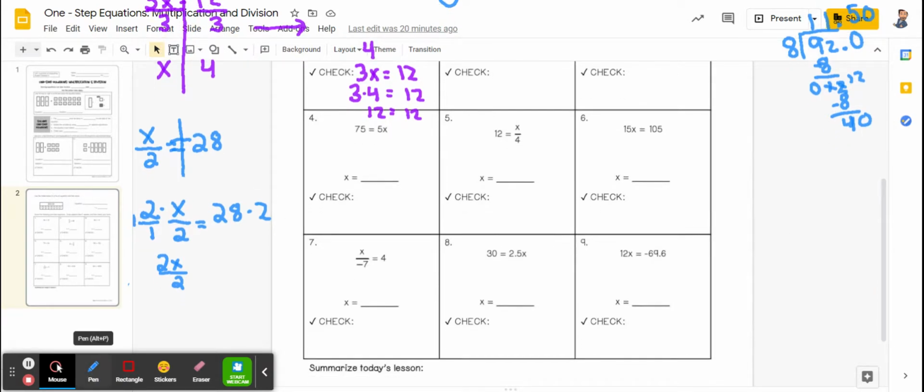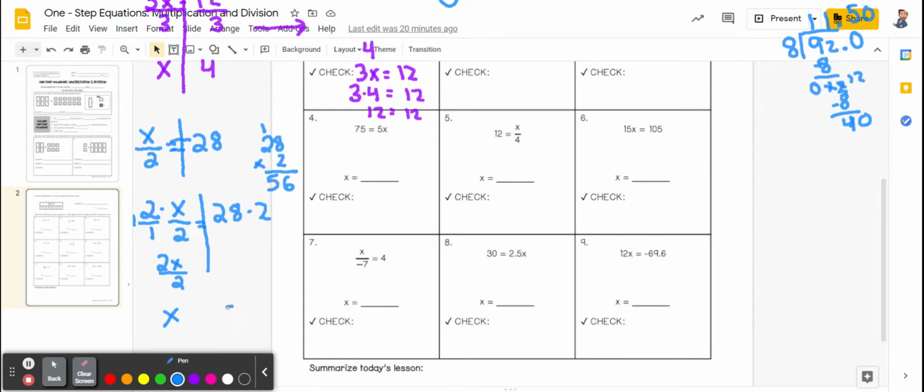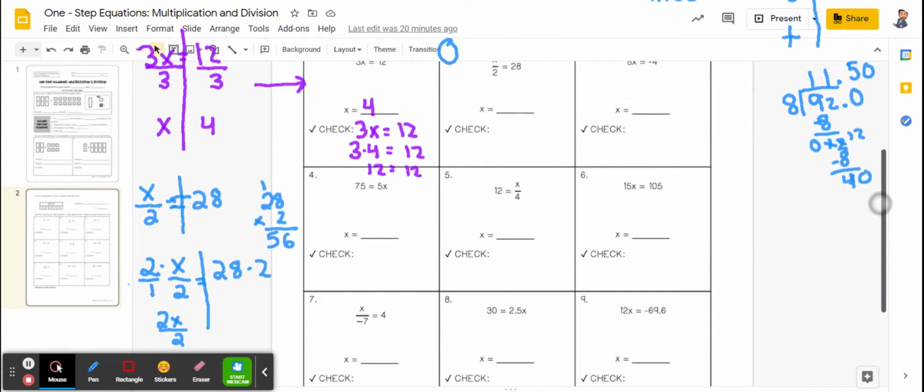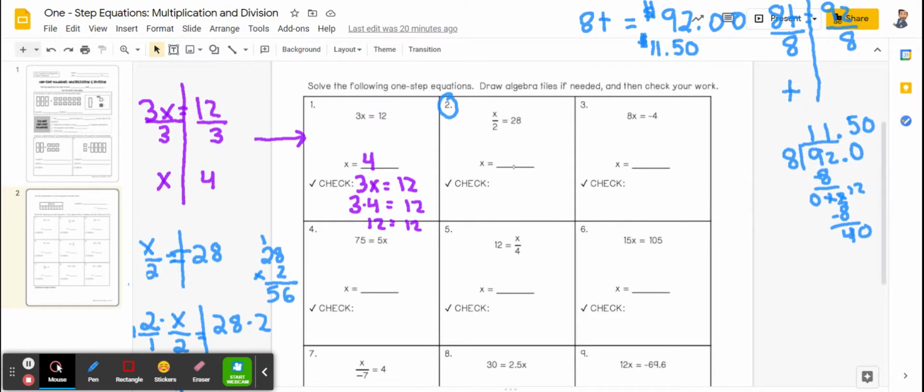All right, let me scroll down here just so we can continue on. So this is x. What does 28 times 2 equal? Let me do it over here real quick, 28 times 2. 8 times 2 is 16. We carry 1. 2 times 2 is 4, plus 1 is 5. So 56. x equals 56. So let's go back up here to our number 2 equation, and we would say x equals 56.